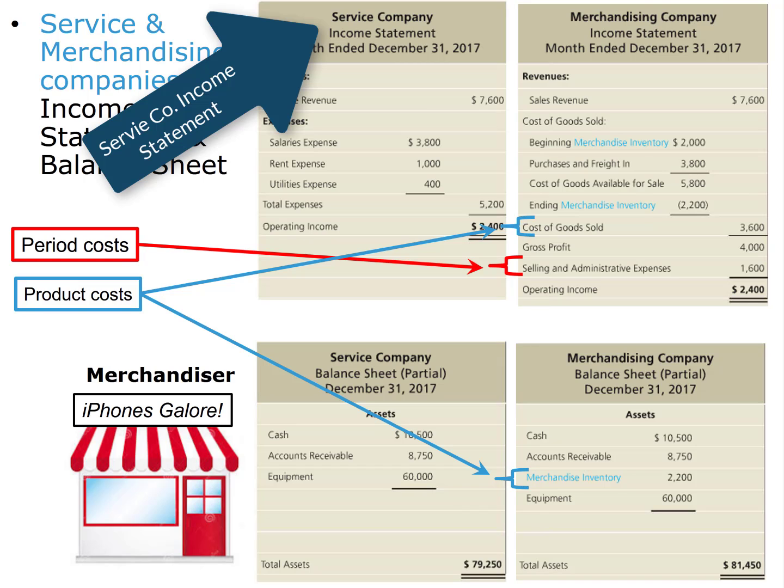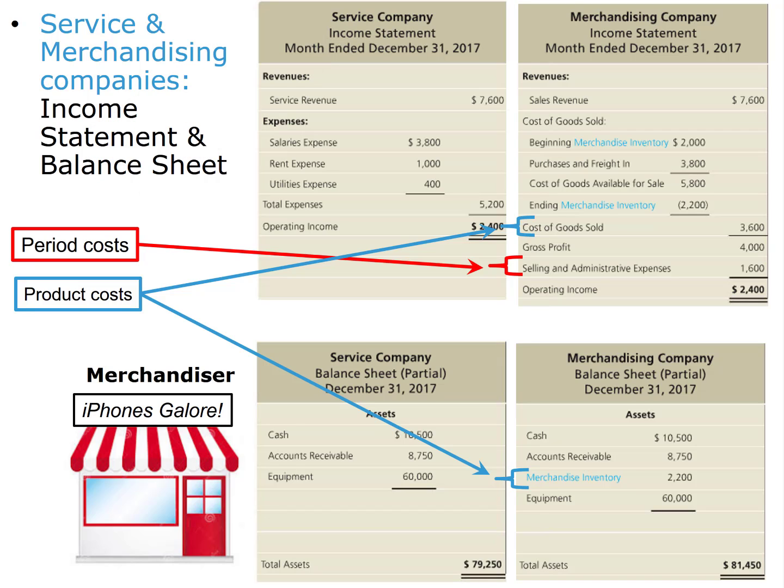Looking at the service company's income statement now, are their expenses period costs or product costs? A service company doesn't sell products, so all of their expenses are period costs. They are not associated with the product, therefore they are simply expensed in the period in which they occurred. So this video is part 1 in showing how costs are classified. In a future video, I'll show you how product costs can be broken down even further.